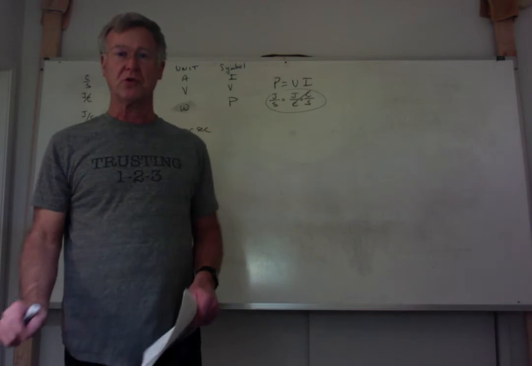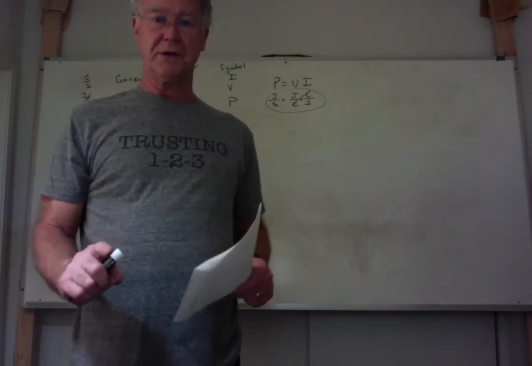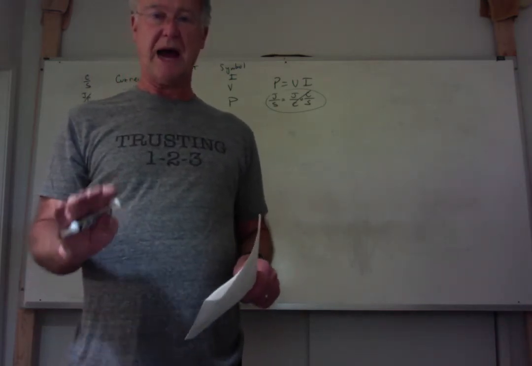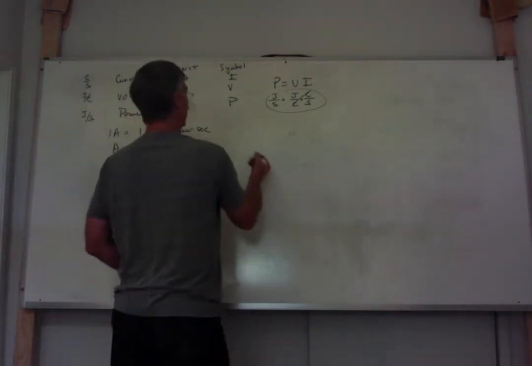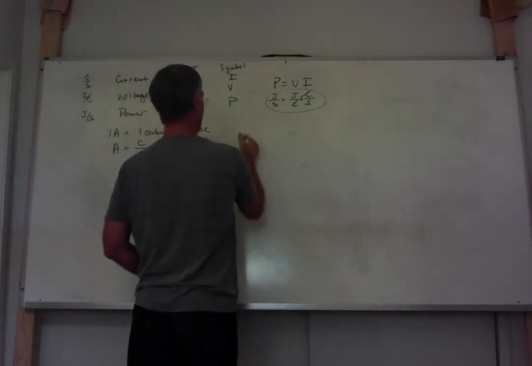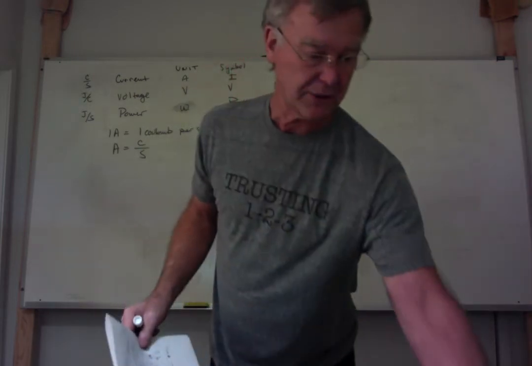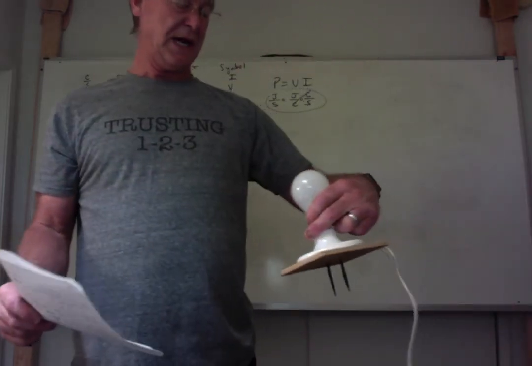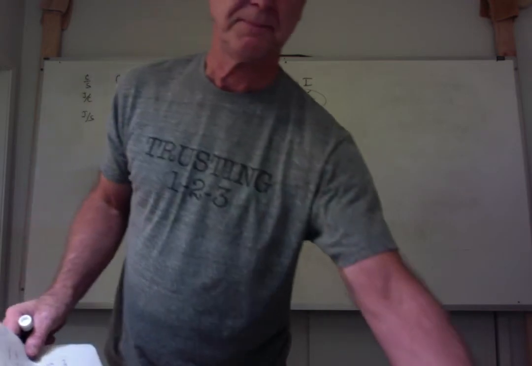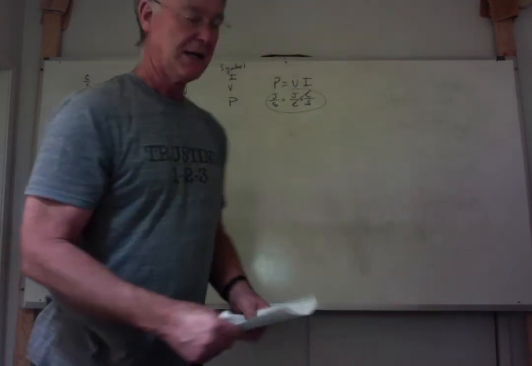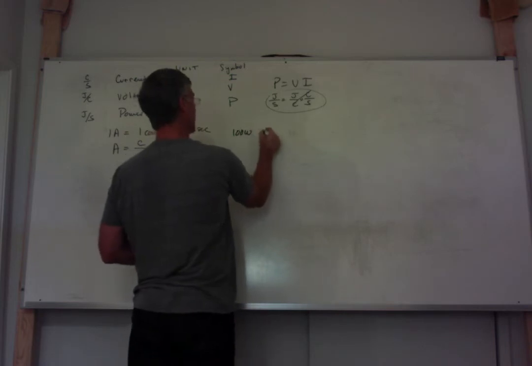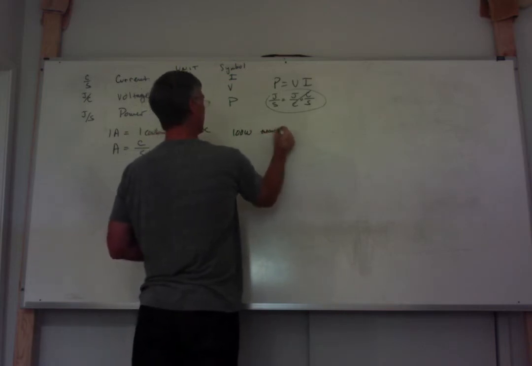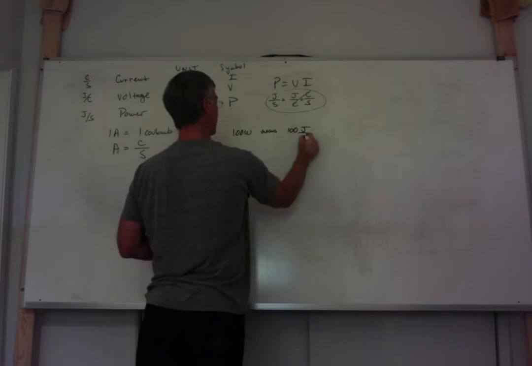That's our first equation when we start working with electricity, is that power is voltage times current. By the way, this light bulb right here is a 100 watt light bulb. What does that mean? 100 watts means 100 joules every second.